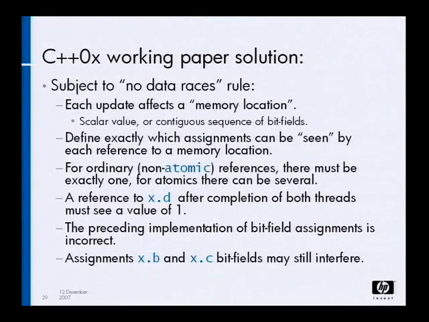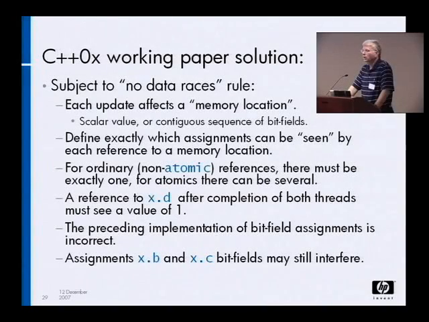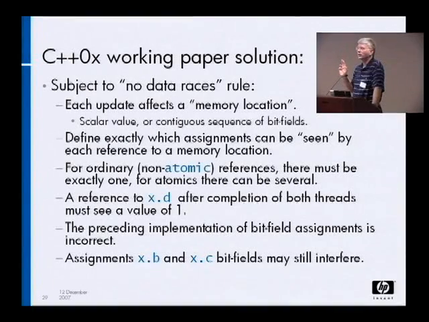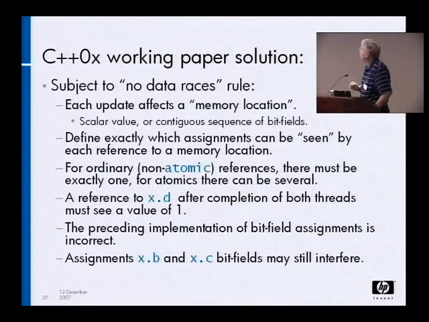Okay, so here's a quick summary of what we actually say about all of this in the current working paper. Subject to the no data erases rule. In response to that question, I should be clear that the no data erases rule applies at the level of scalar values. So you may not simultaneously access two scalar values at the same time from different threads. In particular, that does not automatically prevent simultaneous access from two threads to distinct fields, or distinct array elements.